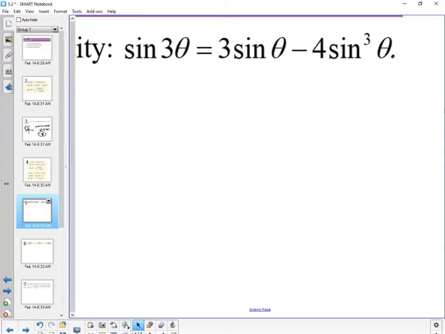So you do the sine of 2 theta plus theta. So it would be sine 2 theta cosine theta plus cosine 2 theta sine theta.